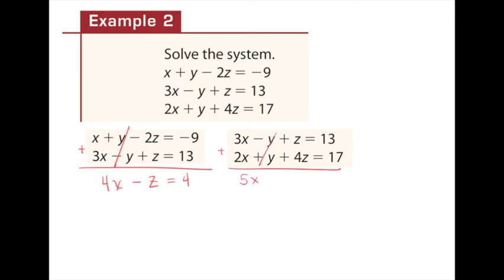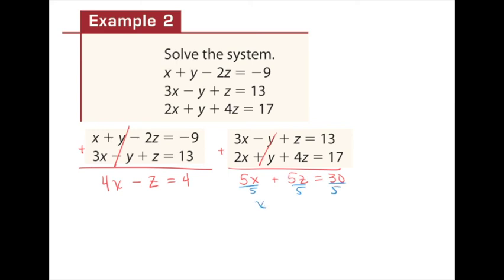My y's cancel. 1 and my 4 give me 5z. And 13 and 17 give me 30. Now, just a quick note, and this is true for all elimination. If you look at this guy right here, what do you notice? 5, 5, and 30. They all have a common factor of what? 5. So I can actually reduce everything by 5. I can take this guy and divide everything by 5 to make my number smaller.